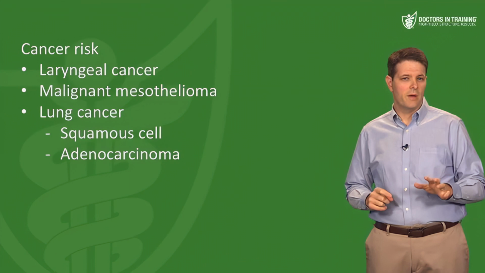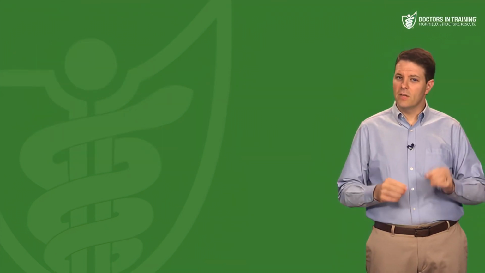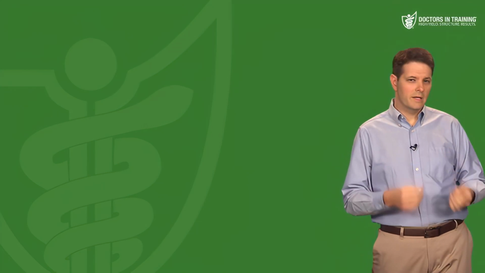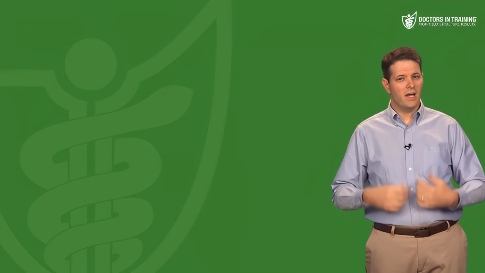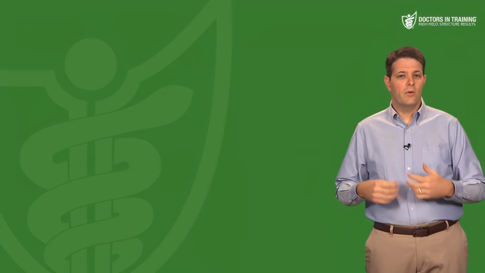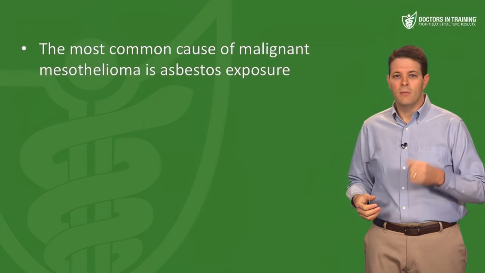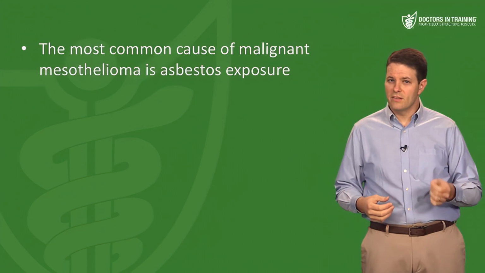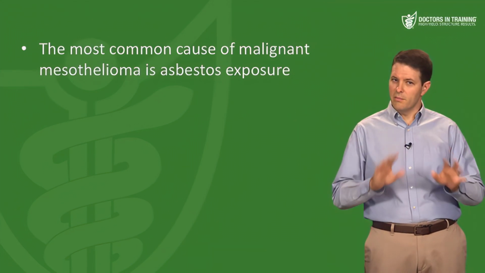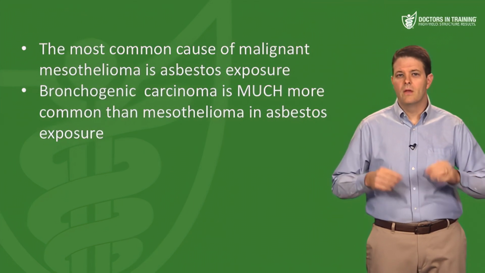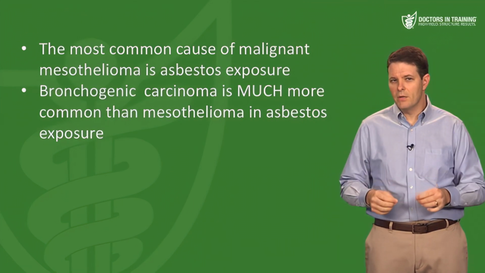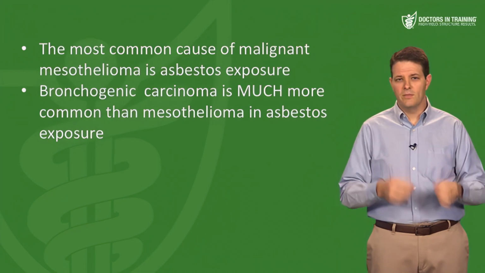But a couple of points about this. First of all, malignant mesothelioma is not a type of lung cancer. It's a pleural malignancy. It's a malignancy of the pleura. So it's located in the chest, but it's not lung cancer. And if they give you a patient with malignant mesothelioma, the most common cause is asbestos exposure. But, and this is a big but, bronchogenic carcinoma, that is lung cancer, is much more common than mesothelioma in patients who are exposed to asbestos.